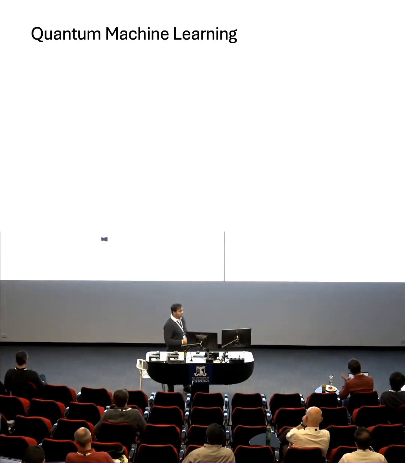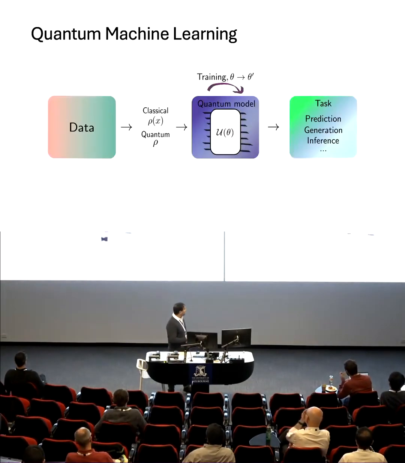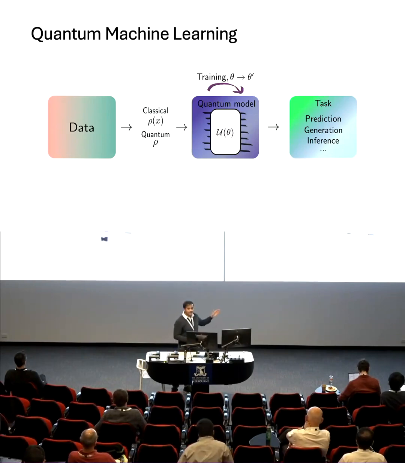Let me start out by giving the scope of this talk. I'll be considering the usual regime of parameterized quantum circuits, where we have some data. It could be either classical or quantum. Then we have a quantum model. I'm constraining this to be parameterized quantum circuits. And we train this model until we can get some good accuracy on any task. It could be prediction, generation, inference, right?